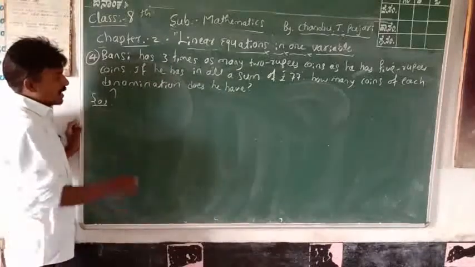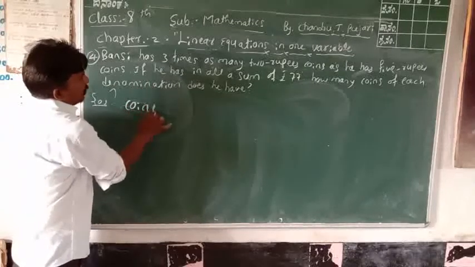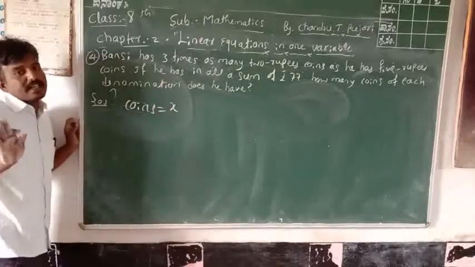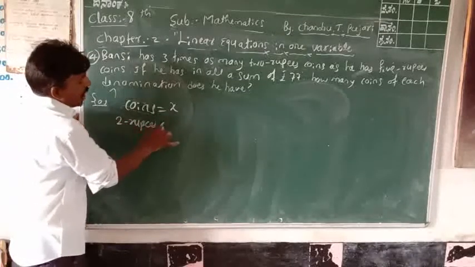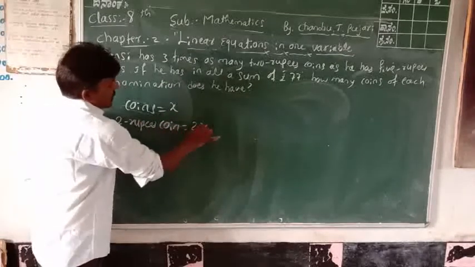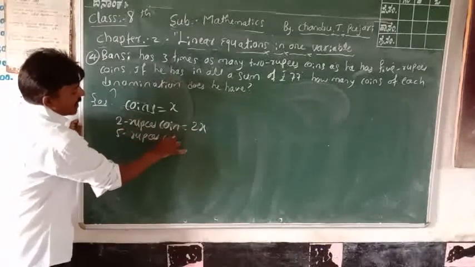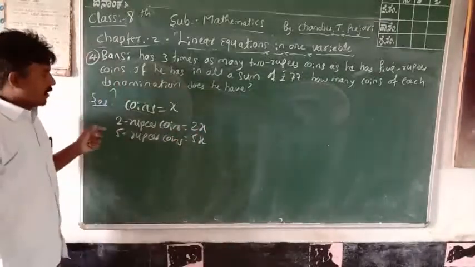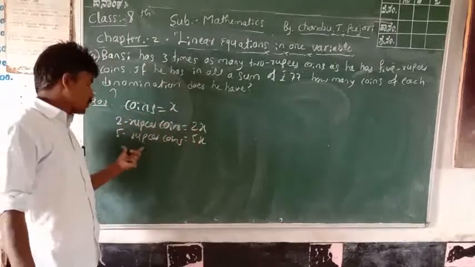First of all, consider the coins. Coins is equal to x. Next, 2 rupee coins are equal to 2x. Next, 5 rupee coins are equal to 5x. Therefore, consider coins as x, 2 rupee coins as 2x, and 5 rupee coins as 5x.